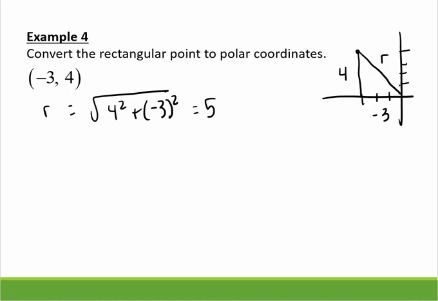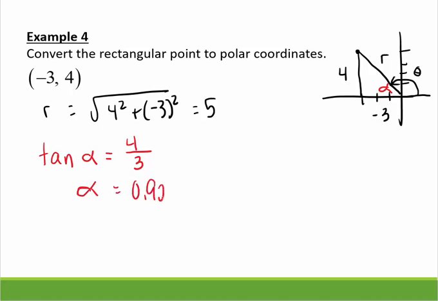Now the theta I'm looking for is rotating from 0. What I am going to find first is this alpha. And I know the tangent of that alpha is equal to opposite over adjacent. I take the absolute value of it. So then I get that alpha in radians to be 0.927.